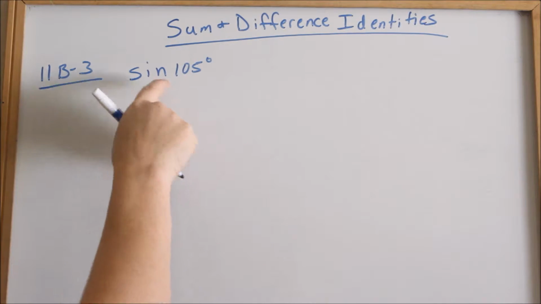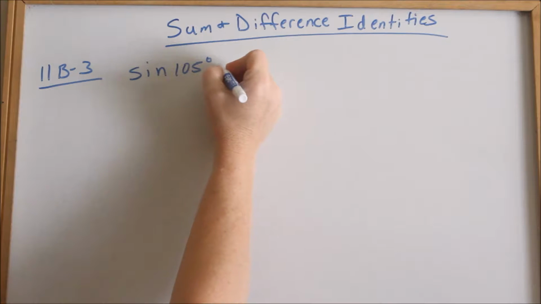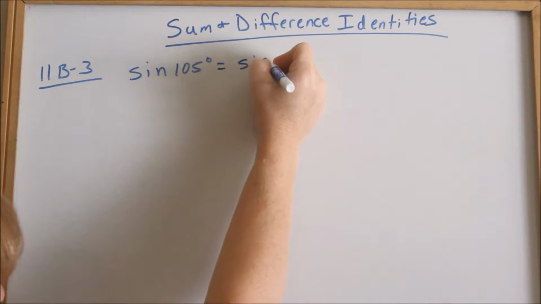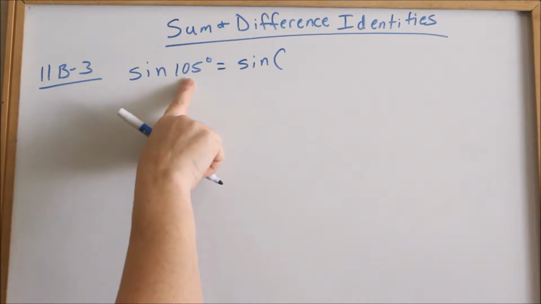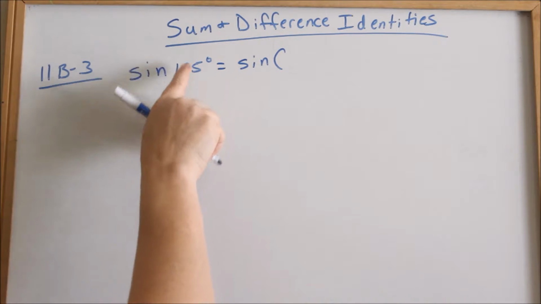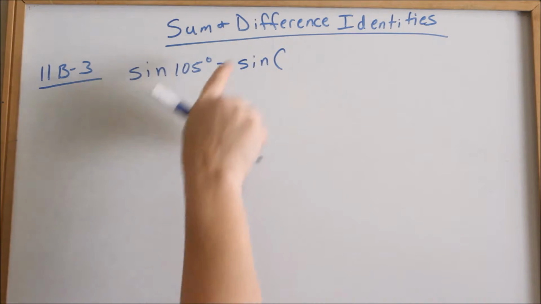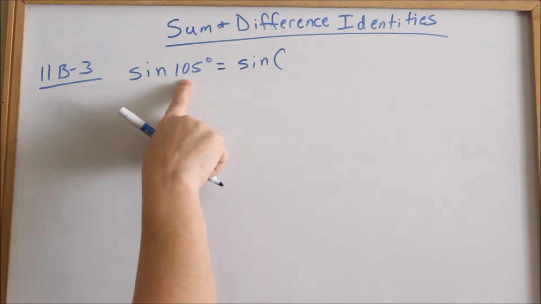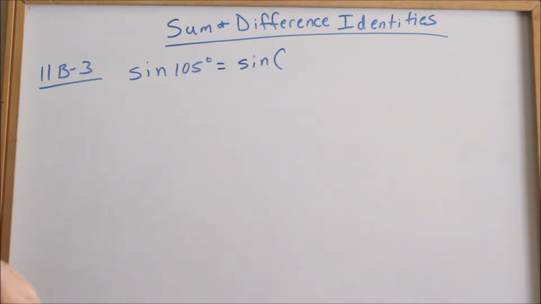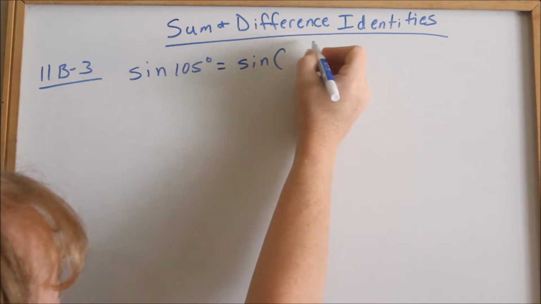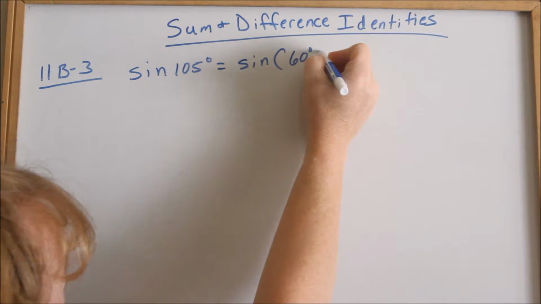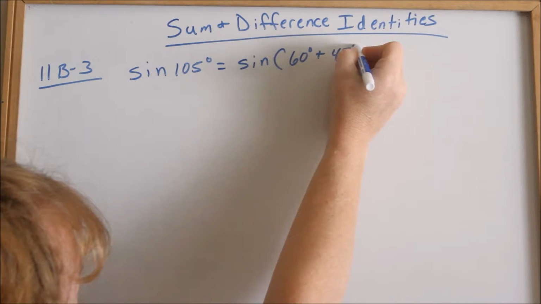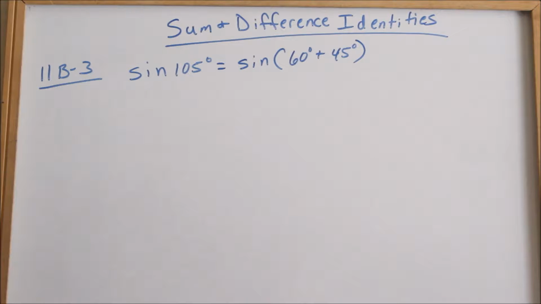So I'm going to change it from sine of 105 degrees. I need to have either two numbers added together, a sum, or two numbers subtracted, a difference, to make 105 degrees, using familiar angles, either 30, 60, 45, or a reference angle of 30, 60, 45. So I'm going to turn this into sine of 60 degrees plus 45 degrees, because 60 degrees plus 45 degrees is 105 degrees.